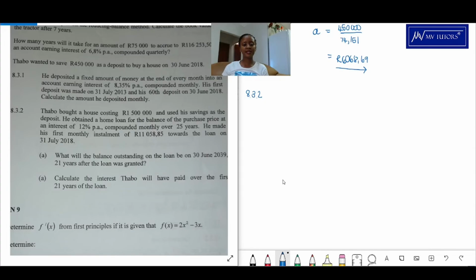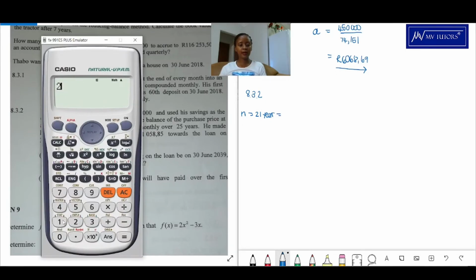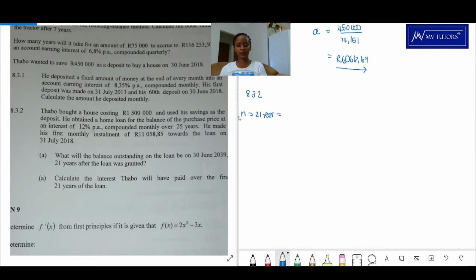Now he made his first monthly installment of 11,058.85 towards the loan on the 31st of July. So what will be the balance outstanding on the loan on the 30th of June 2039? They actually tell us 21 years after the loan was granted, what will be the outstanding balance. So basically, we have N equal to 21 years, 21 years times 12, that will give us 252 months.